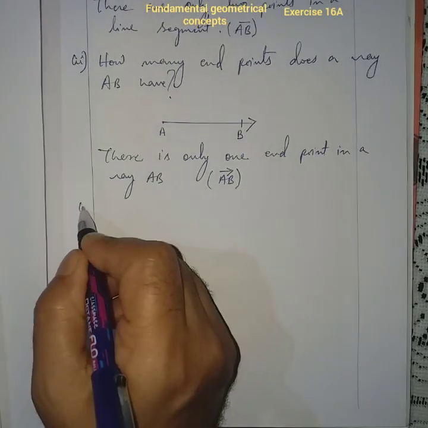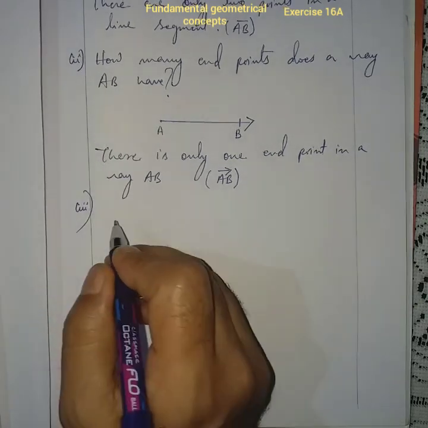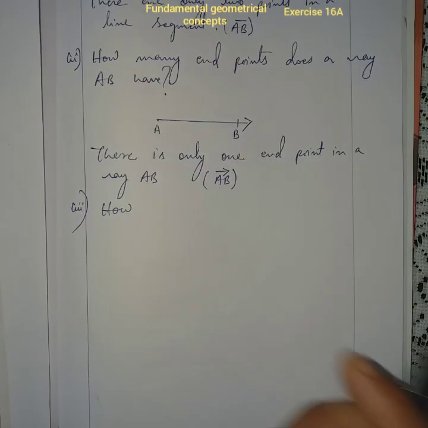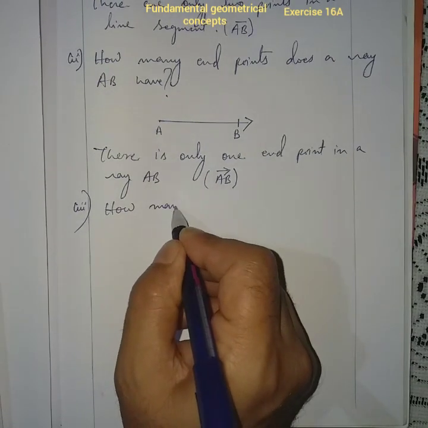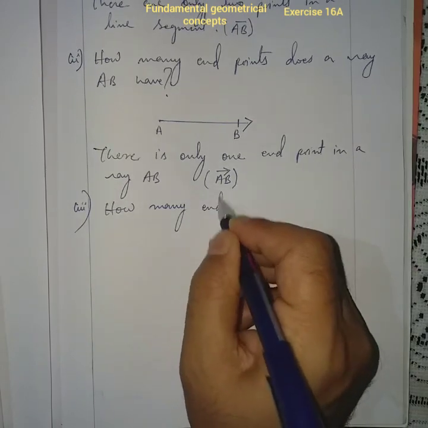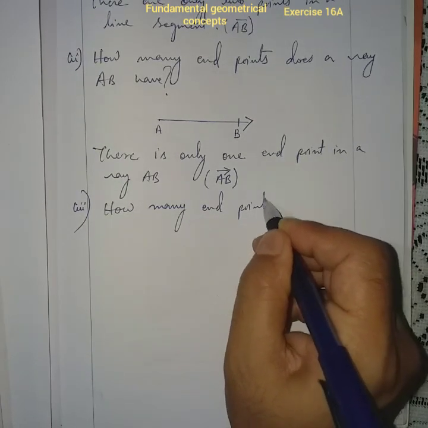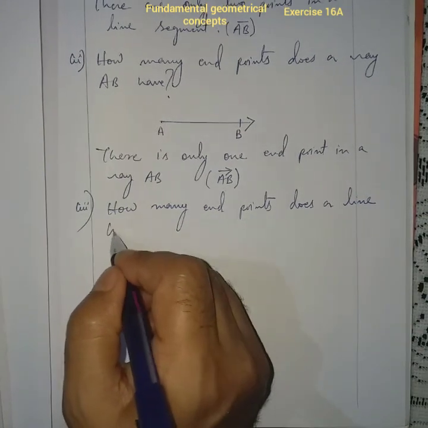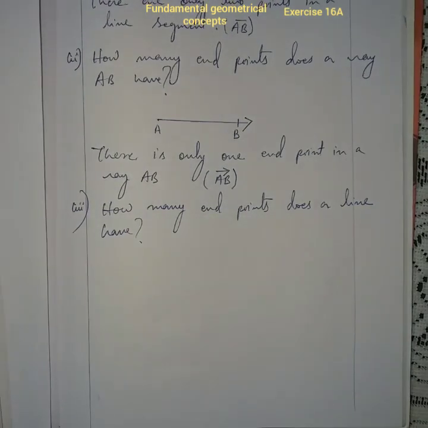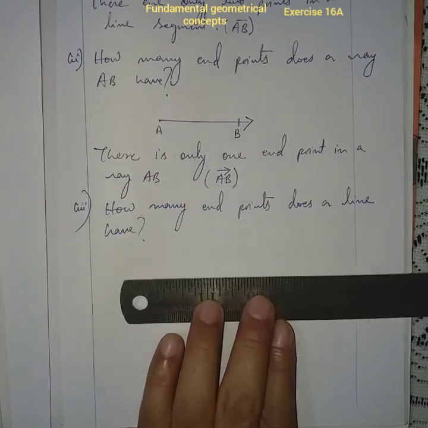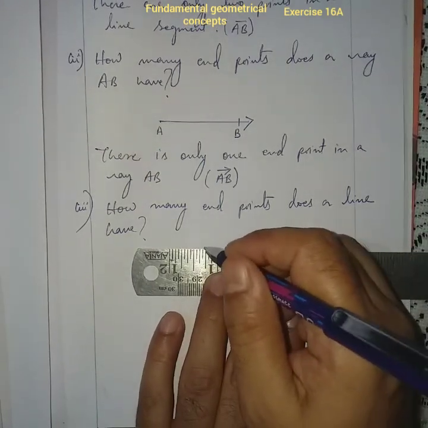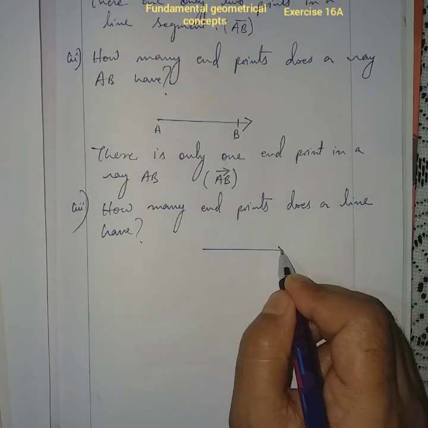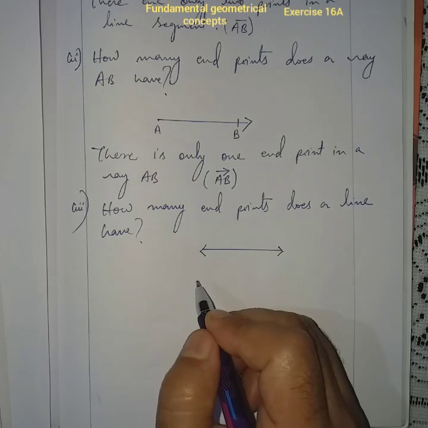Number 3. How many endpoints does a line have? So first of all, let's make one line. Line extends both the sides. So one arrow here, one arrow here.